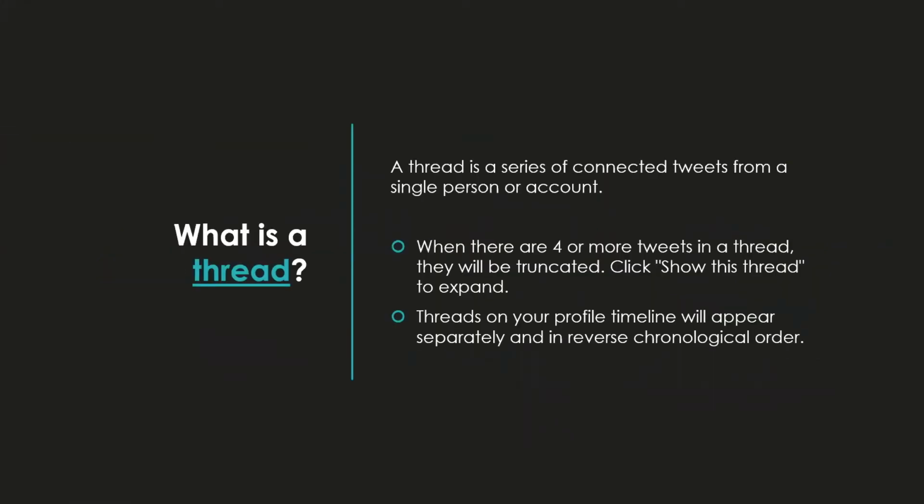A thread is basically a series of connected tweets from a single person or account. So when there are 4 or more tweets in a thread, they'll be truncated, and you can click show this thread to expand. Because if somebody's tweeting a whole bunch of stuff, they don't want it to clog up your feed, so they'll kind of condense it all down.